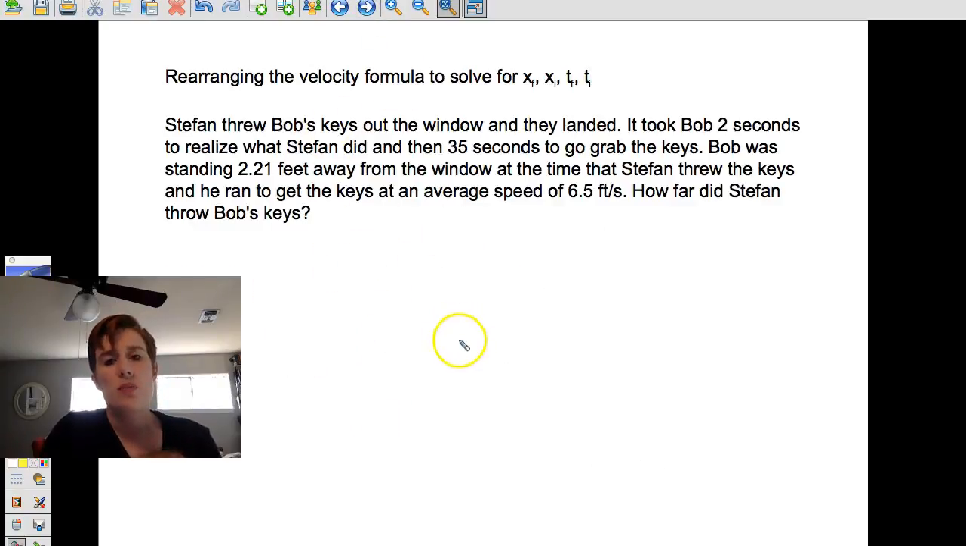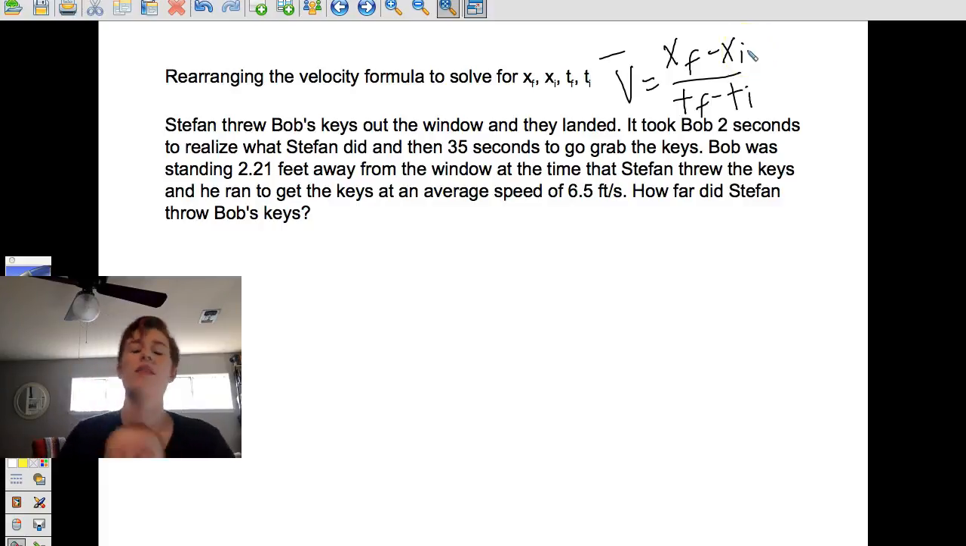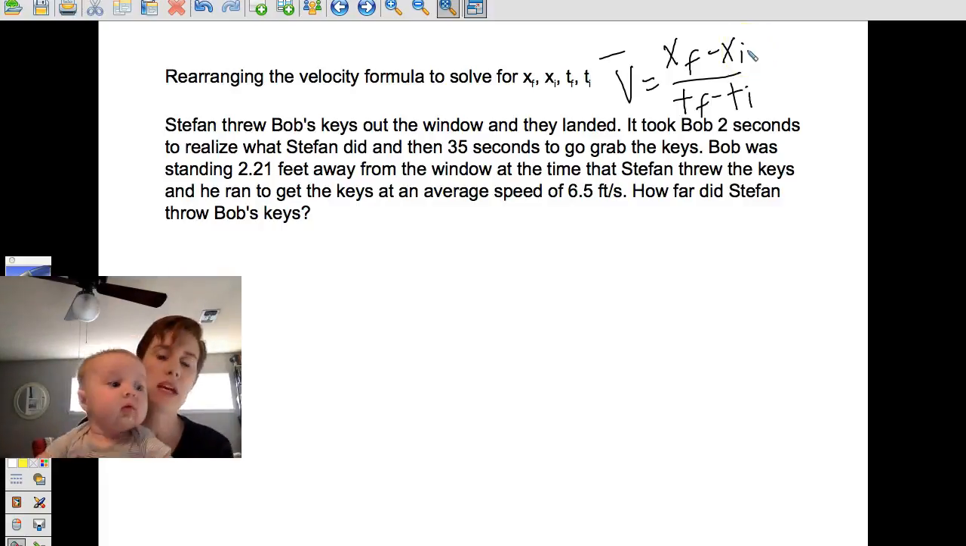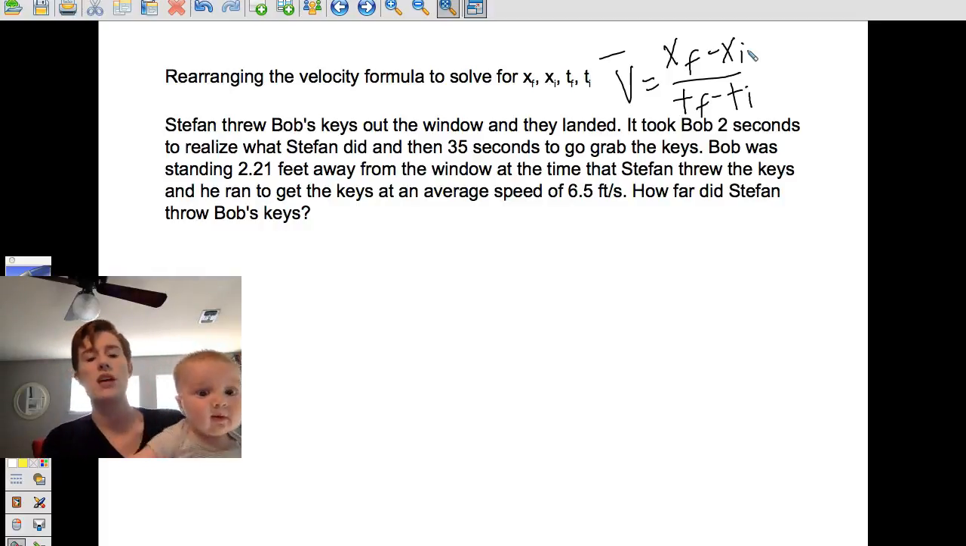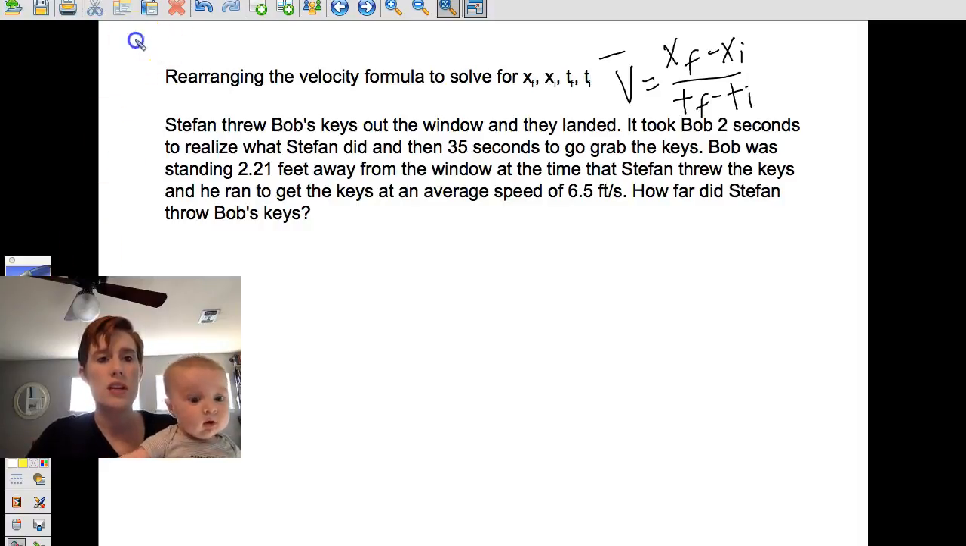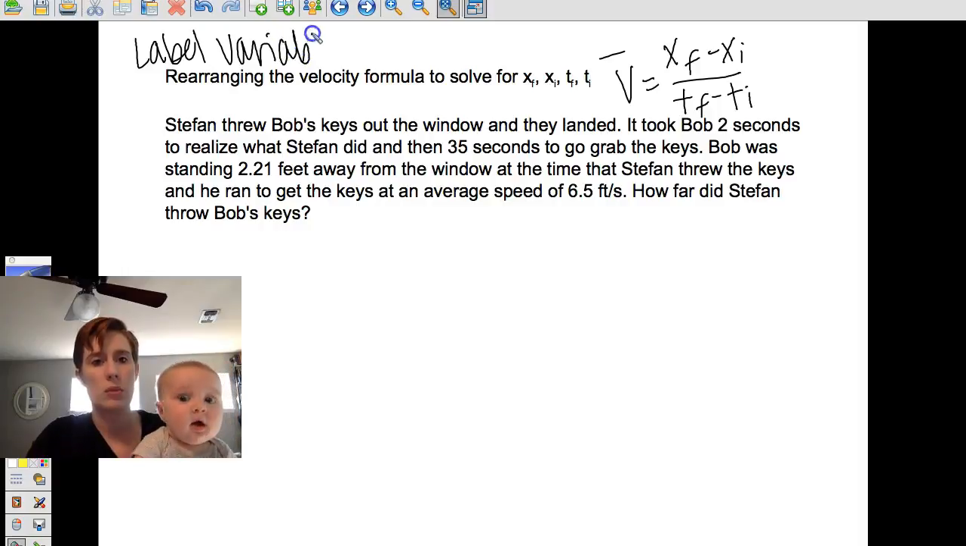Now, these are two problems we're going to solve that are a little bit more complicated. You can actually rearrange your velocity formula to solve for one of the variables. Instead of solving for velocity, we can use this formula to solve for final distance, initial distance, final time, or initial time. Whenever you're given a problem, the first thing you do is label all your variables. That is super important. Step one, label your variables.